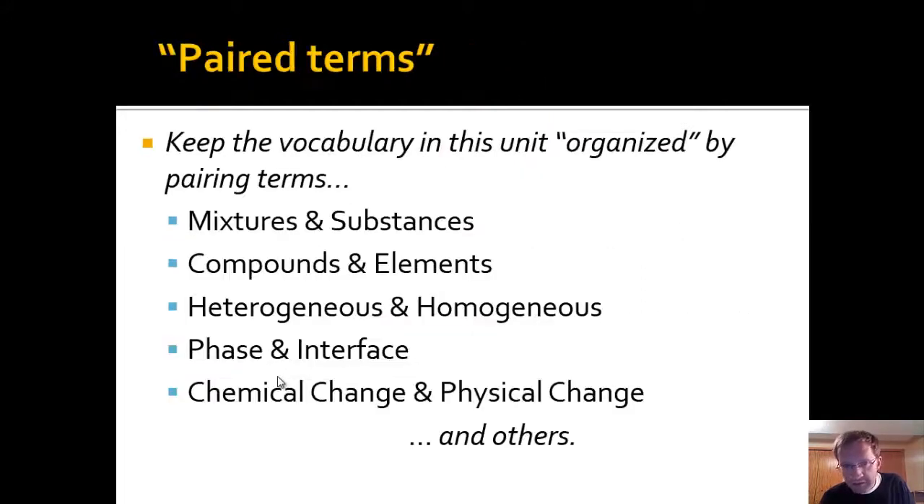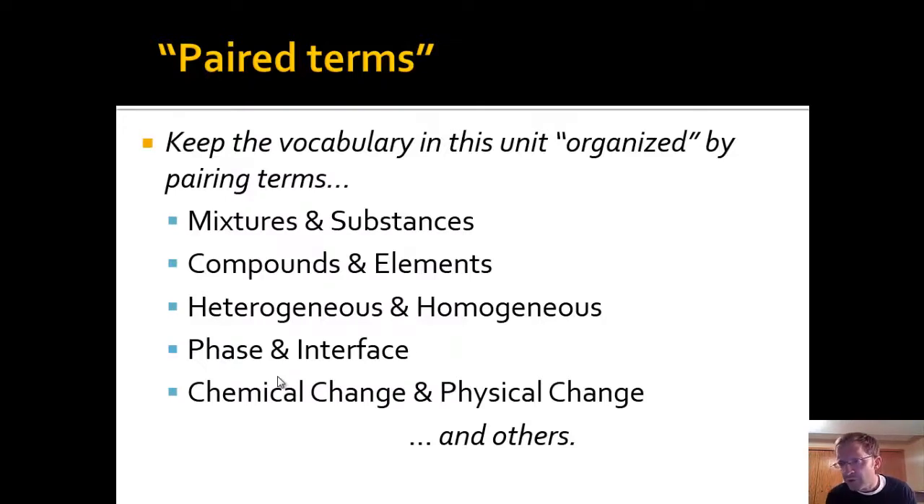So as we wrap up, keep in mind all these contrasting terms, and there are more just in what you've written down in the last few minutes here. Mixtures versus substances. How do we compare those two? Compounds and elements. Heterogeneous, homogeneous. Phase and interface. Chemical, physical change. Chemical, physical property. Intensive, extensive. All these different terms that we see paired up.